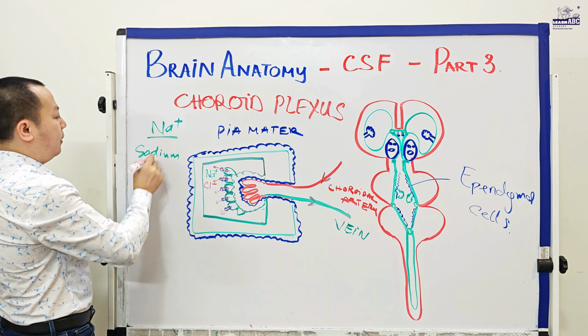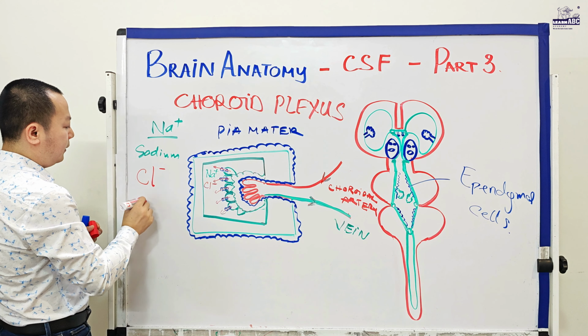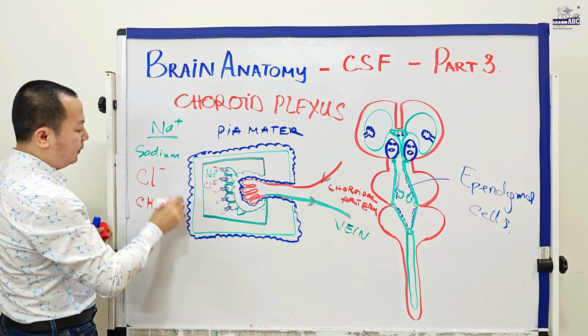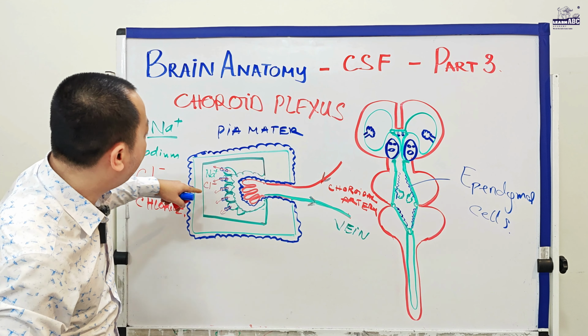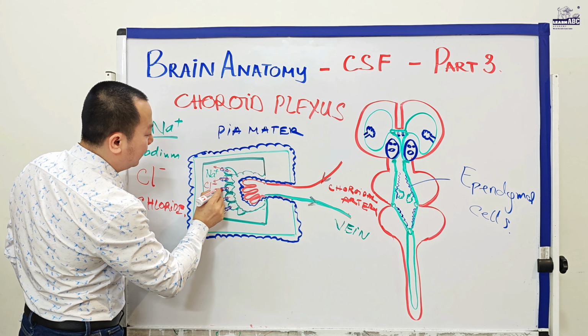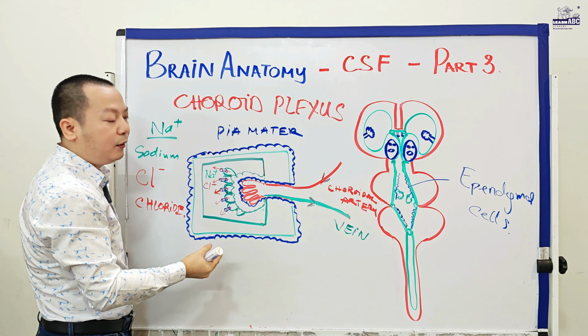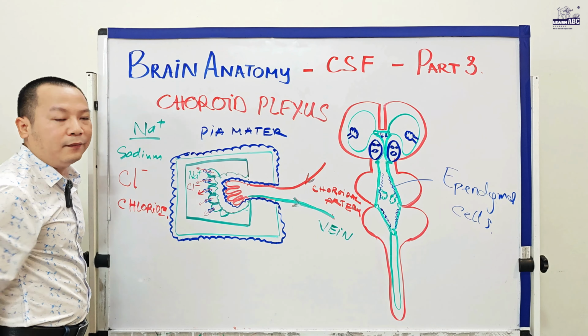You know, sodium with chloride. Yes, chloride. I will write here. Sodium and chloride go out through the transporter, right? And then go to the cavity. So now in this cavity, what do we have? We have sodium and then chloride.